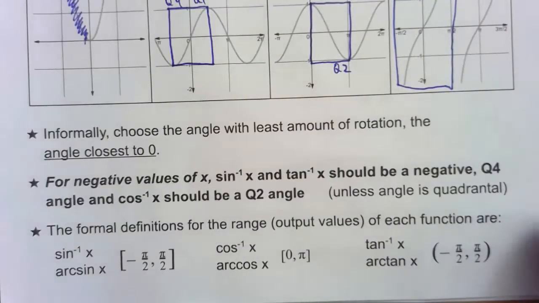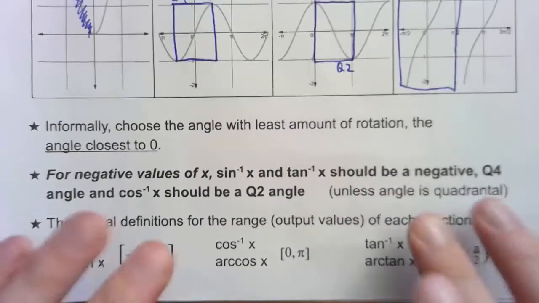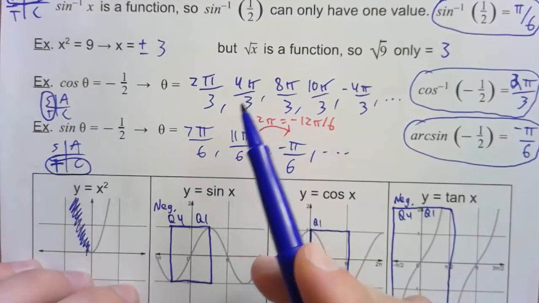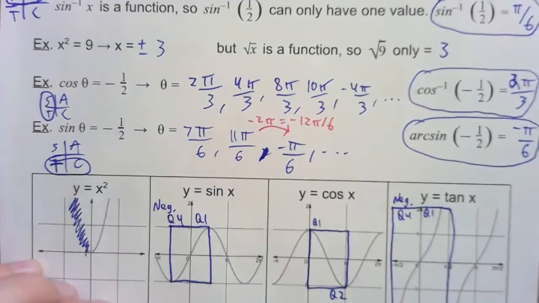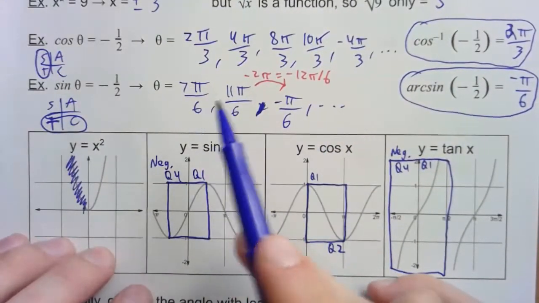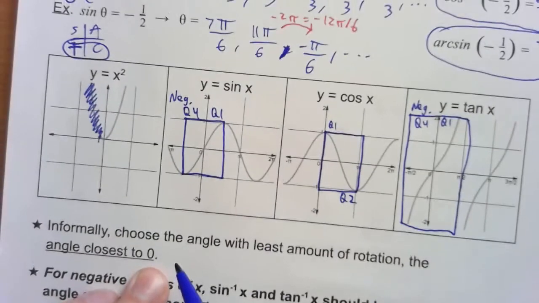Okay. So one guideline is you want to choose the angle that has the least amount of rotation. So if you're thinking about a few possibilities, like 2 pi over 3 or 4 pi over 3, choose the smaller absolute value one. Choose the one that has the least rotation. Okay, that's why we choose negative pi over 6 instead of these. This one has less rotation. It's smaller in absolute value. It's the angle that's closest to 0.